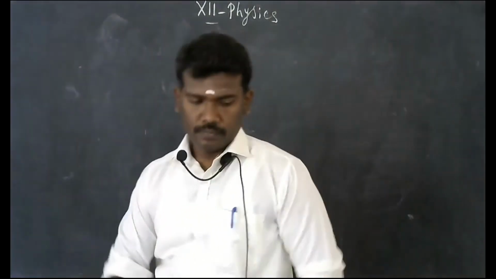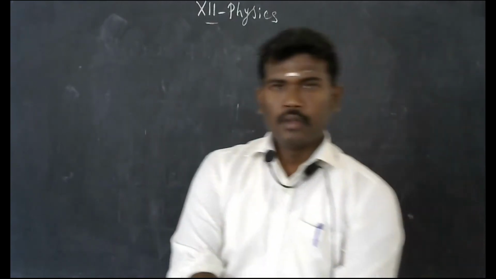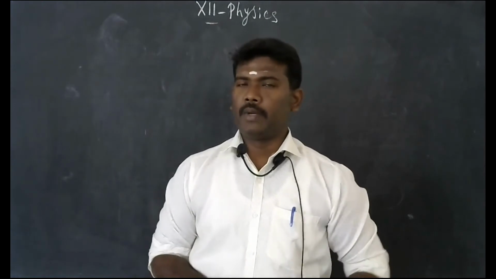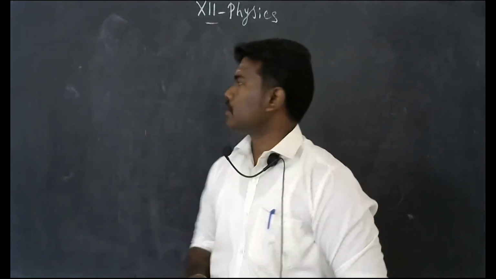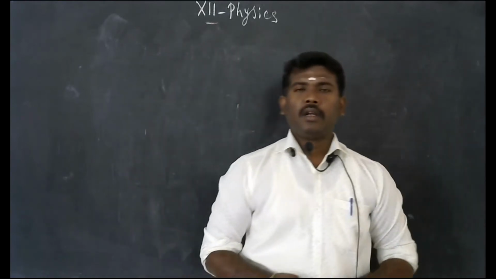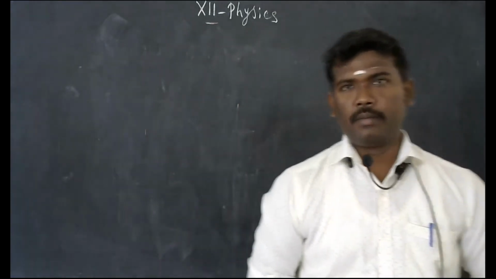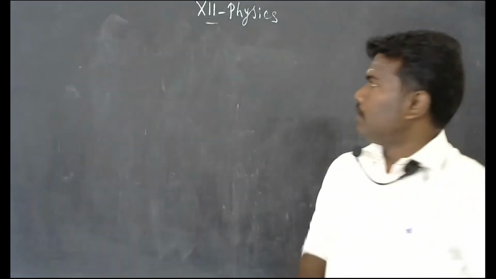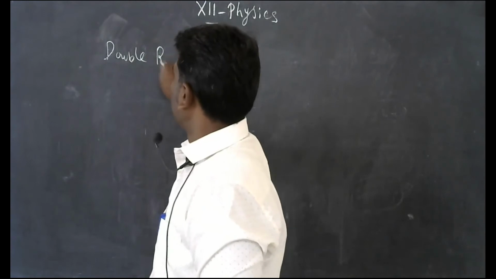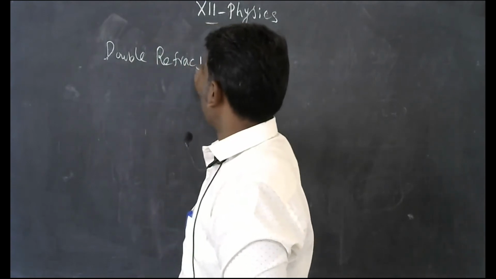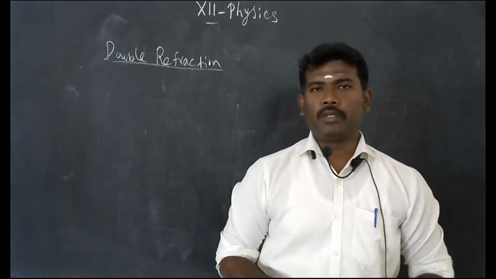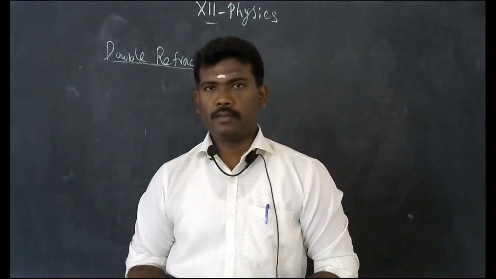And next one, so selective absorption method completed, reflection completed. Our next topic is double refraction. Next topic is the double refraction method. So using this double refraction method also, we are going to produce polarized light.